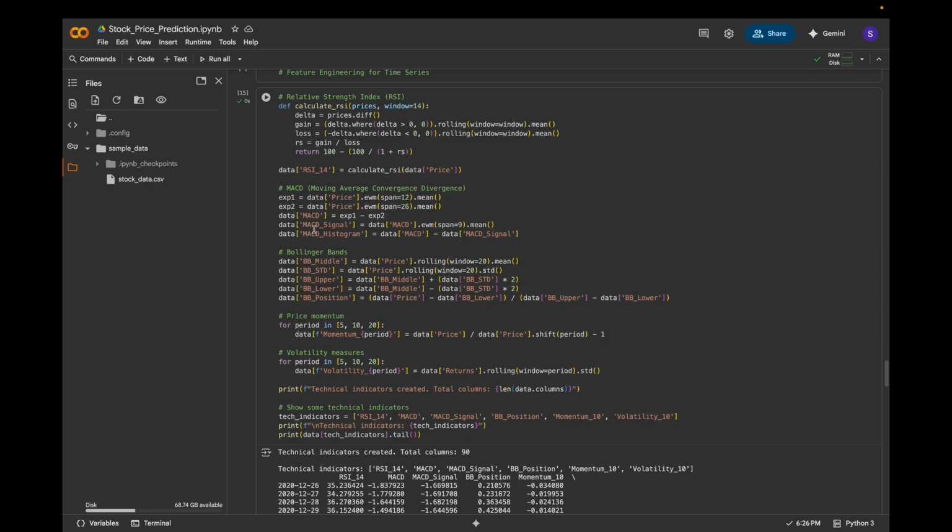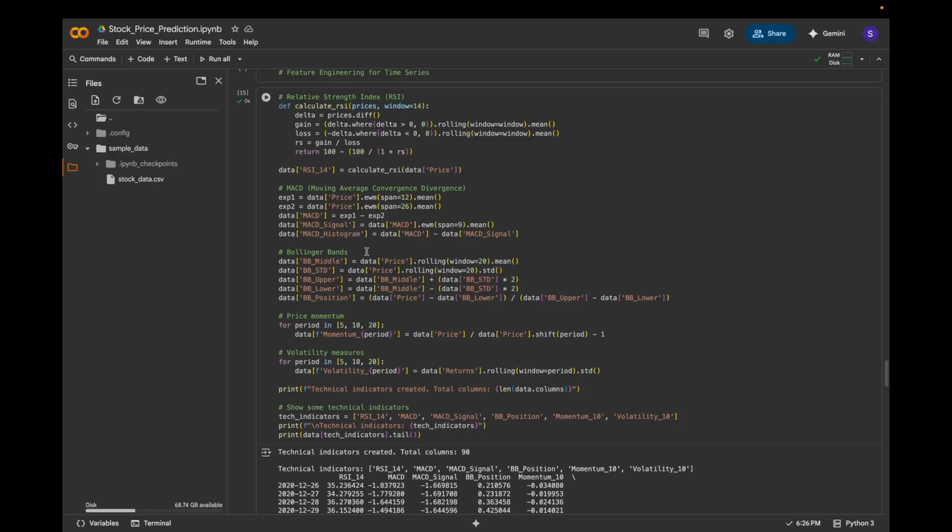Then MACD signal is equal to data MACD.ewm span 9.mean. Basically this shows us the 9-day EMA of the MACD line, and then the histogram shows us the difference between the MACD and the signal line itself.